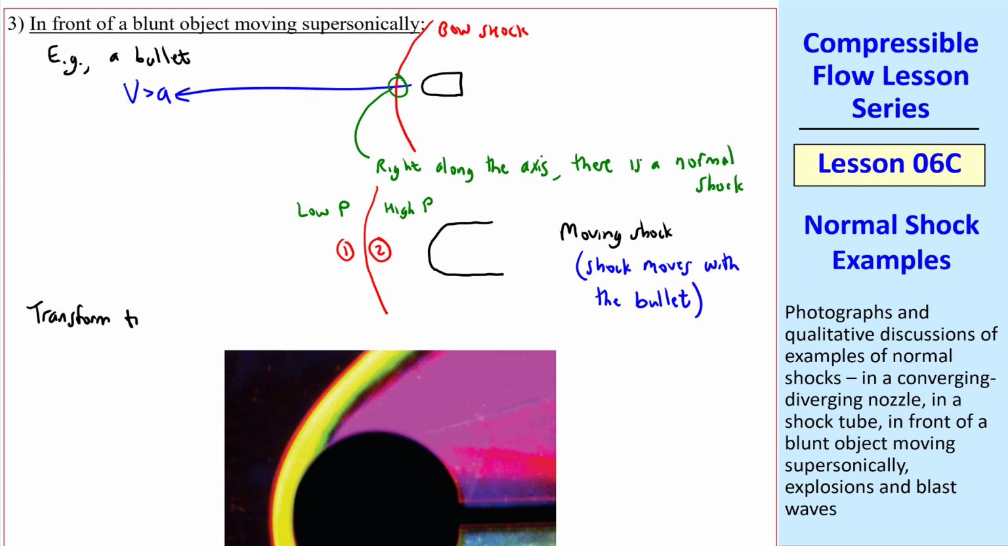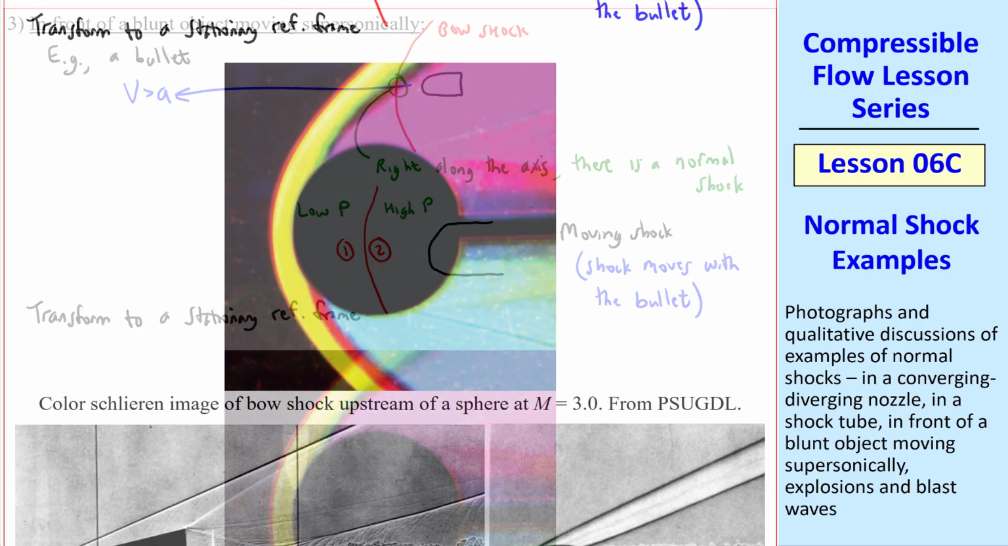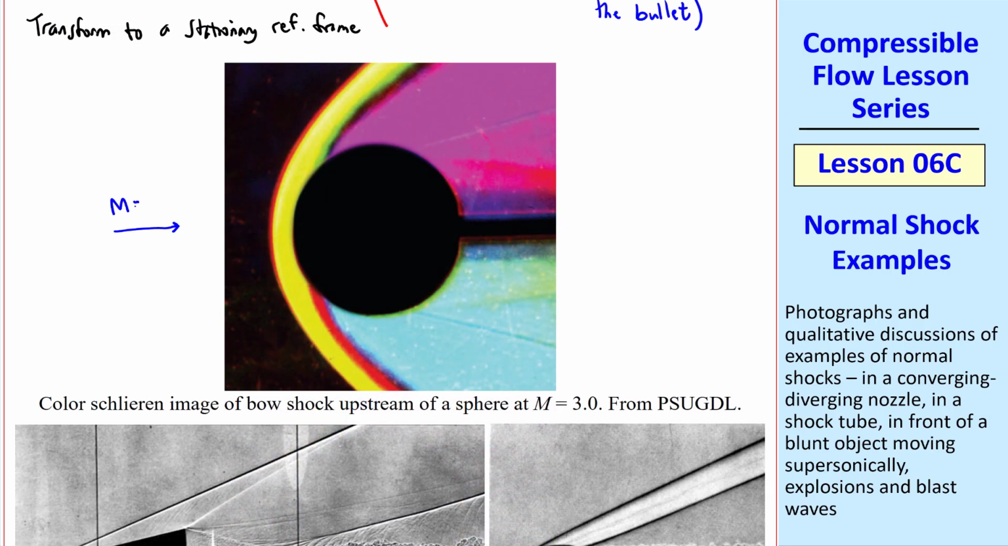But we can transform to a stationary reference frame, for example in a wind tunnel, or imagine moving with the shock. Here's a sphere at Mach number 3.0 upstream of the sphere, and this image is generated in a converging-diverging wind tunnel where we put the sphere in the test section with what we call a sting mount, which means that it is attached in the back.